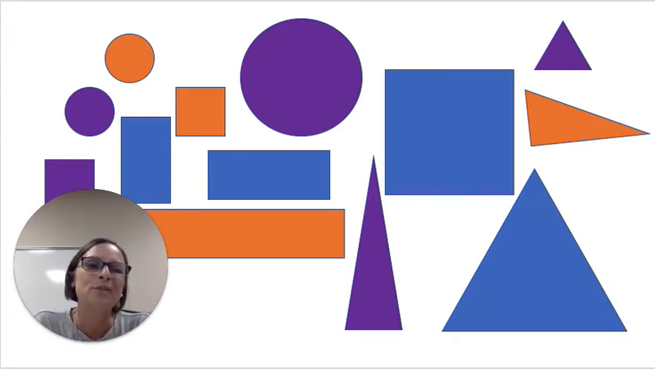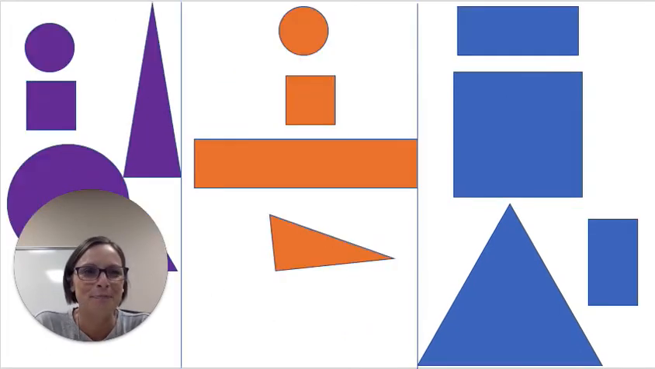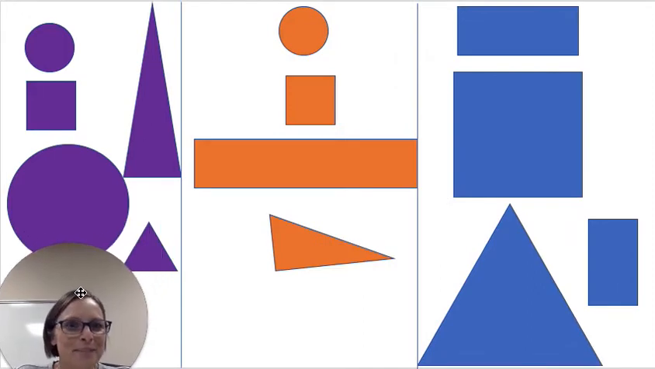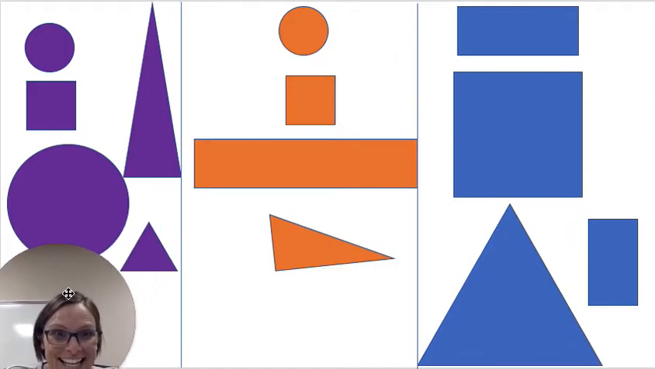All right, so I tried a couple different ways. Here's the first way. Can you tell what I did? What's my rule? You're right, I sorted by color. Now, as a mathematician, you don't just say, she sorted by color. You can also really study it, and you can notice things, and you can talk to other people. Like, you can compare these different groups. Like, which color do I have the most shapes of?